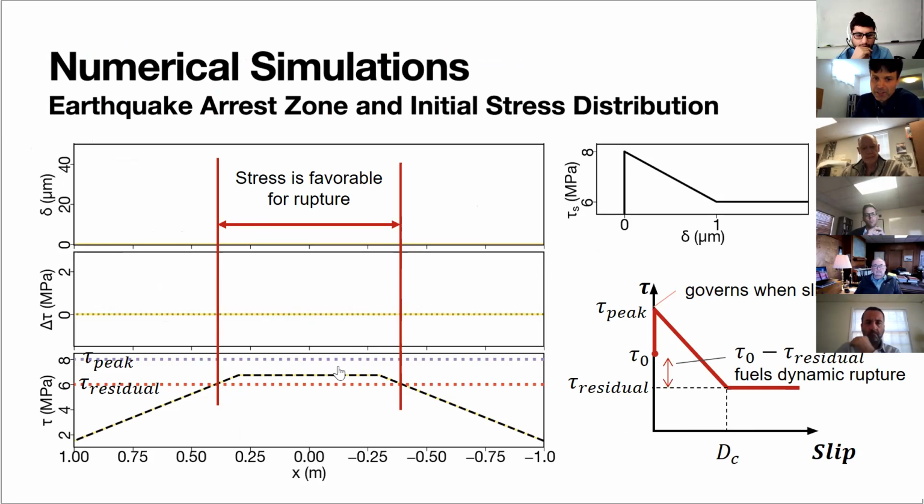And so what we did is we set up numerical simulations to sort of model what we thought was happening in the lab, where we put in an initial stress distribution that's above residual strength in one part, and that's the part that's favorable for rupture. And then we sort of taper it off so that the rupture is going to want to stop. And we were going to try and figure out if we could see the difference between the arrest zone and the cohesive zone.